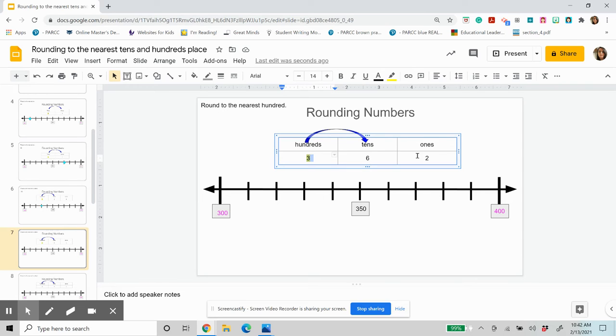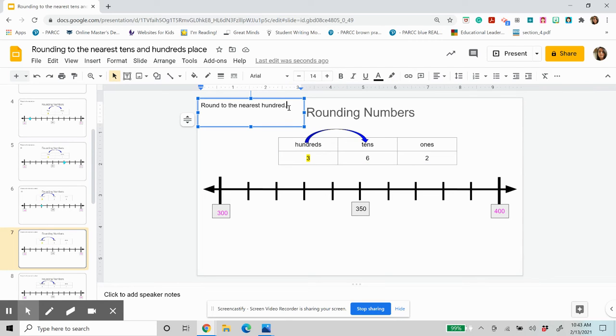I don't have to worry about this number. I just have to worry about this number. It's a 6. A 6 is greater than 5. So that means I'm going to round up. So I'm going to go this way. So 362 rounded to the nearest 100 would be 400. So we're saying nearest 100, it's closer to 400.